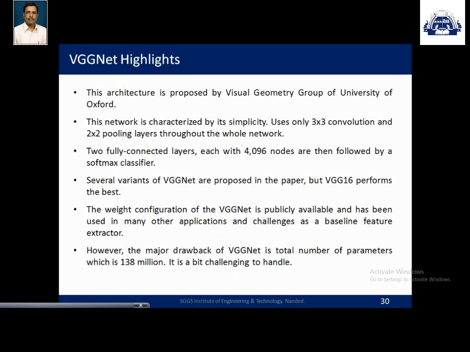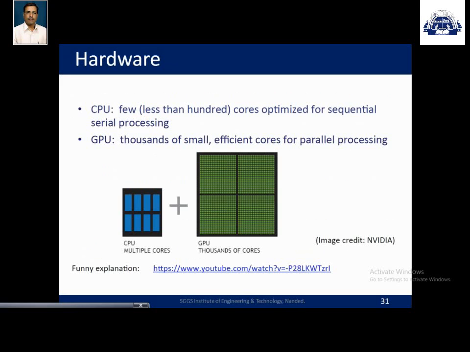The architecture was proposed by the Visual Geometry Group of the University of Oxford. This network is characterized by simplicity, using only 3 by 3 convolutions and 2 by 2 pooling layers throughout the whole network. Two fully connected layers, each with 4096 nodes, are then followed by the softmax classifier. Several variants of VGG nets are proposed in the paper, but VGG16 performs the best.